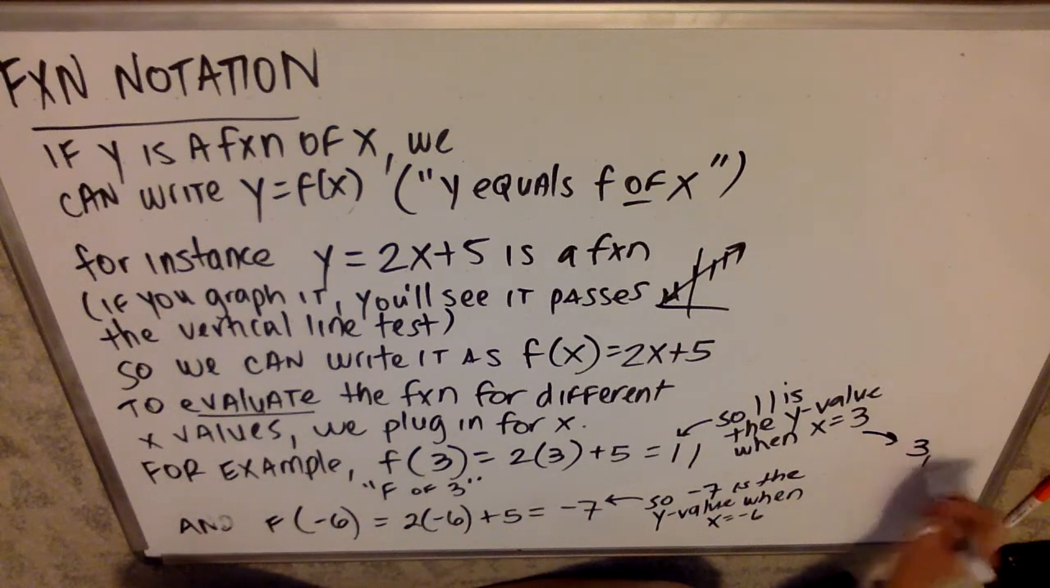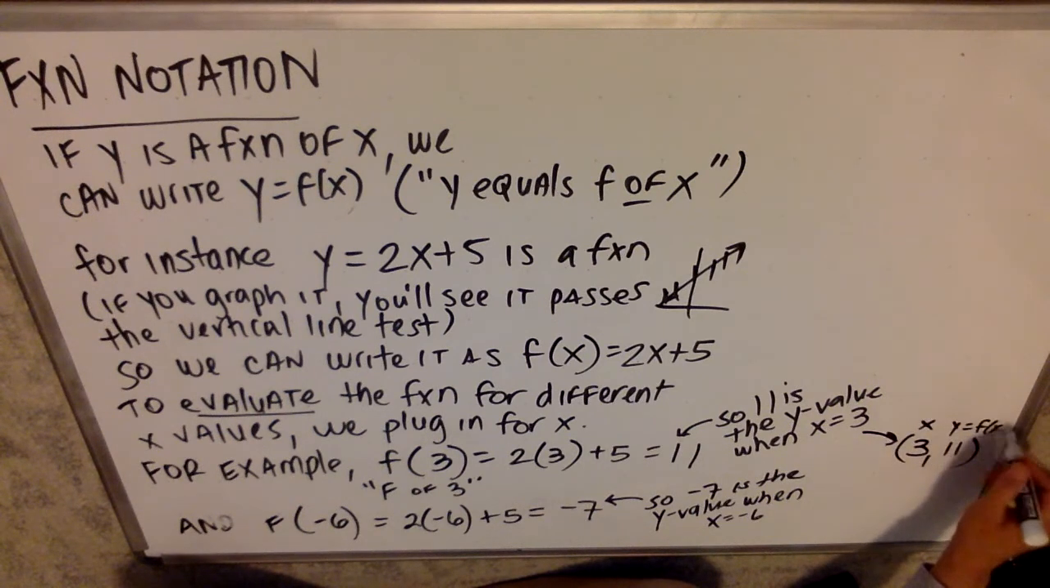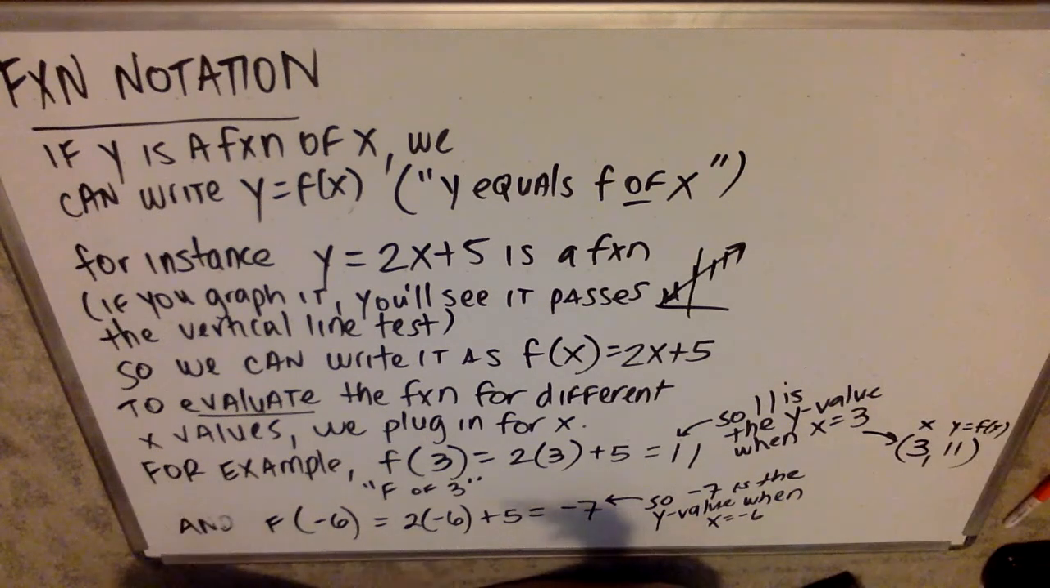So we have 3 comma 11, where this was the x and this was my y equals f of x, right? And if I wanted f of negative 6, so that's how I'd read this, f of negative 6, I'd get 2 times negative 6 plus 5, which is a negative 12 plus 5, or a negative 7. So negative 7 is the y value when x is negative 6. So negative 6 comma negative 7 would be my x comma y, okay? So that's how we evaluate a function.